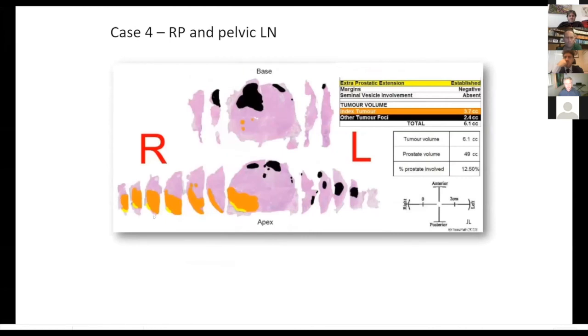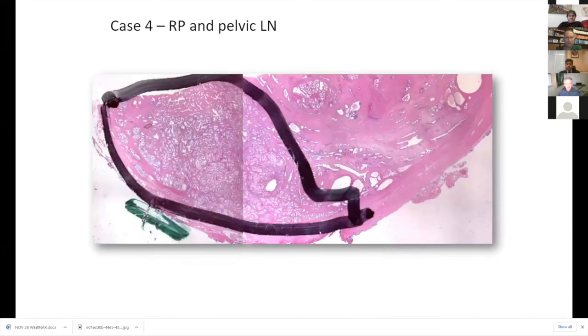He's got this right posterolateral lesion that extends from the apex up to the mid gland, and then a second non-index lesion in the anterior aspect of the right lobe, but also extending into the left lobe, and other additional foci in the left apex as well. Yep. That's a parasagittal of that right apical lesion.